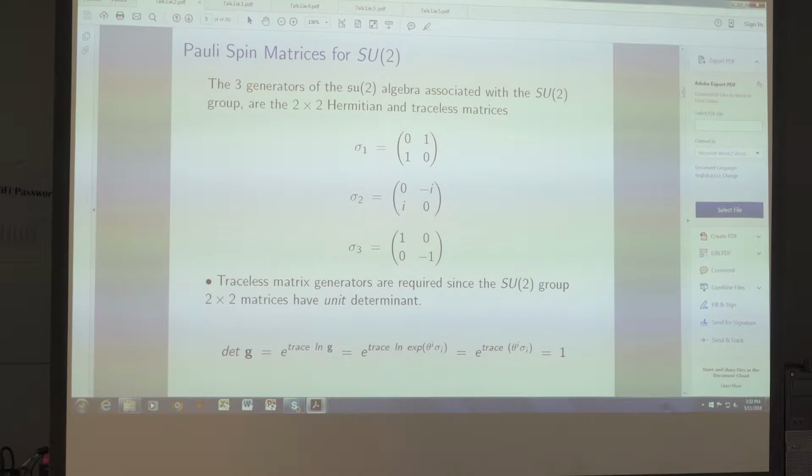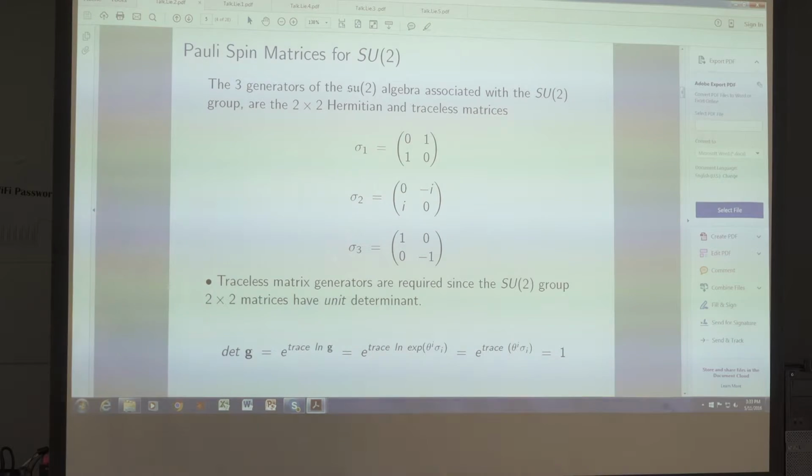Why? Remember when you took a course on matrices? Remember that the determinant of a matrix can be written as the exponential of the trace of the logarithm of that matrix. Are you familiar with this formula for the determinant? I can prove it to you if you want to. The determinant of a matrix is the exponential of the trace of the log. Does it ring a bell?